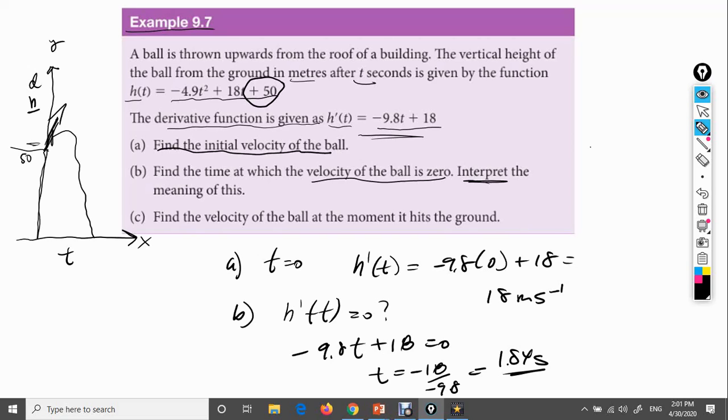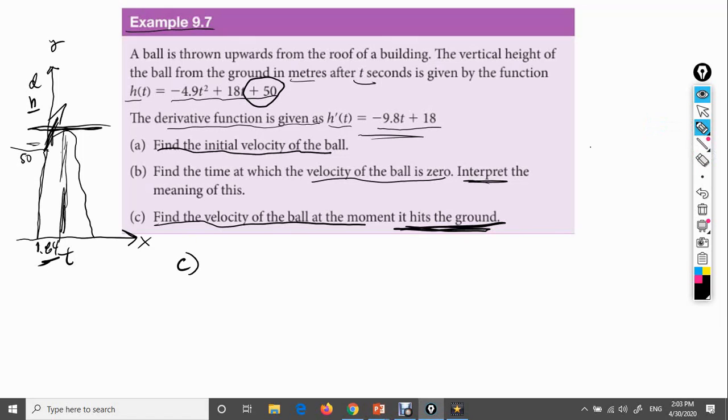What does that mean? If you look at the graph, because the derivative gives you slopes, the slope was 0 here at a maximum, right? That's where you have a slope that equals 0. So that means that the ball reached a maximum height after 1.84 seconds. If you look at the x-axis, this here has to be 1.84.